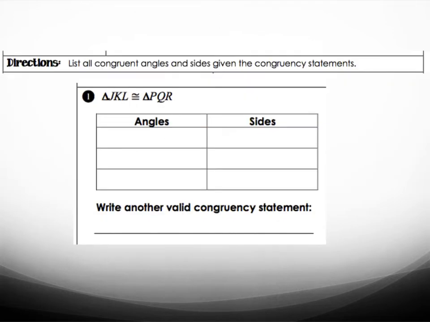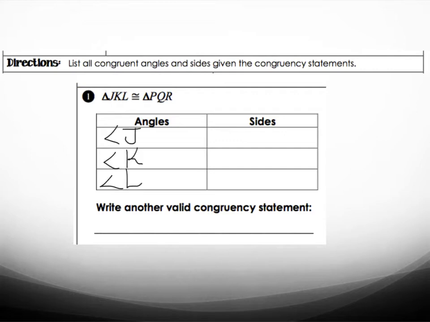Here, the first thing we want to do is we definitely want to make sure that we read the directions very carefully. It says list all congruent angles and sides given the congruency statement. So we're starting off, we do not have a picture, but it's telling us that triangle JKL is congruent to triangle PQR. So let me show you what we can do with that.